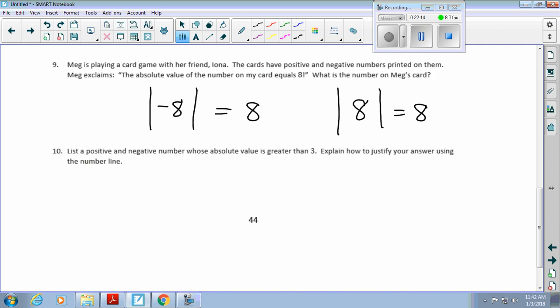All right. Number 10. List a positive and negative number whose absolute value is greater than 3. So the number we put in here has to be greater than 8. Wow, I'm making up my own problems. Sometimes my brain and my smartboard writing hands start doing 2 different things. So what number could we put in there, Riley?